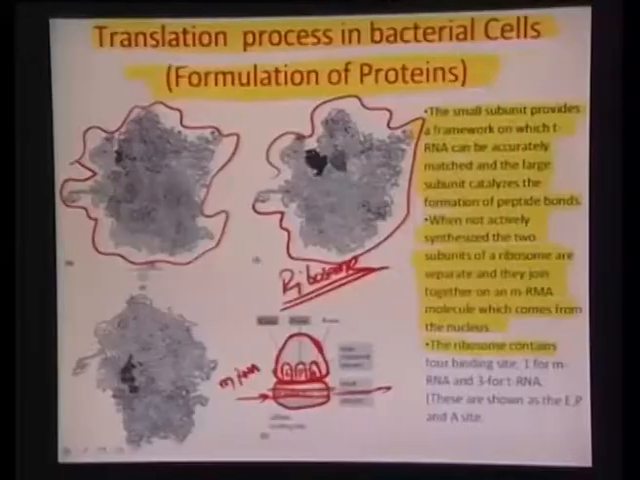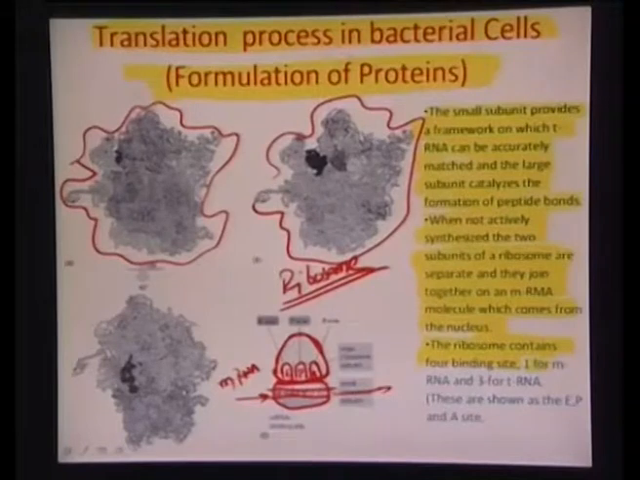The ribosome contains 4 binding sites, 1 for mRNA, as I already illustrated here, this area which is like a rail, and 3 for the transfer RNAs, as E, P and A sites, as you can see here in this particular region on the upper flank of the ribosome.